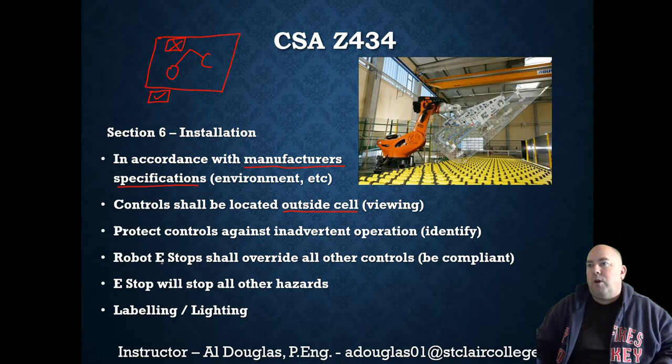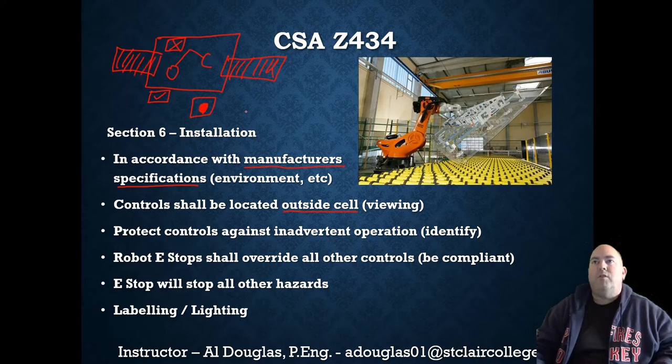Robot e-stop shall override all other controls. E-stop shall stop all other hazards. So if you have an e-stop button over here and you press this, that should shut down the robot. It should shut down the conveyor going into it and the conveyor going out. Okay, there shouldn't be any question of what an e-stop does. It should just shut down everything within that area. And things should be well labeled, and the lighting should be good in the area as well.